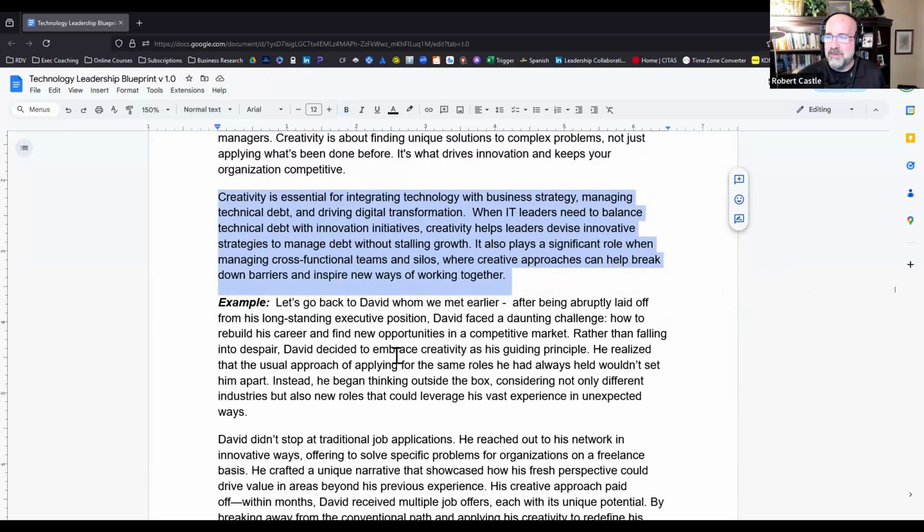Creativity is essential for integrating technology with business strategy, managing technical debt, and driving digital transformation. When IT leaders need to balance technical debt with innovation initiatives, creativity helps leaders devise innovative strategies to manage debt without stalling growth. It also plays a significant role when managing cross-functional teams and silos, where creative approaches can help break down barriers and inspire new ways of working together.